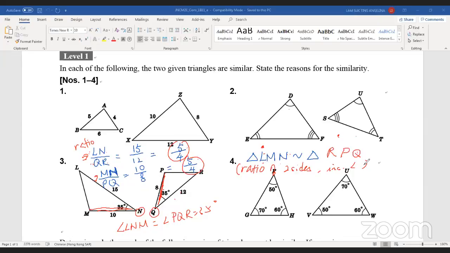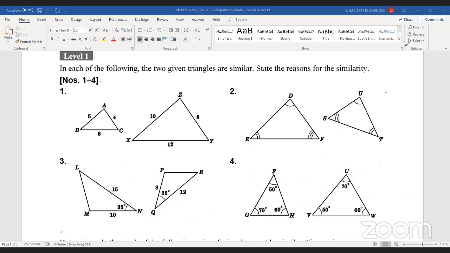I'm following your books, because other books may be a little bit different in writing the reason, but as long as the markers of the DSE exam can understand, it should be okay. Therefore, you just follow your books. Ratio of two sides, included angle. INC means included. This is a short form for included. On page 39, you can find that sentence.